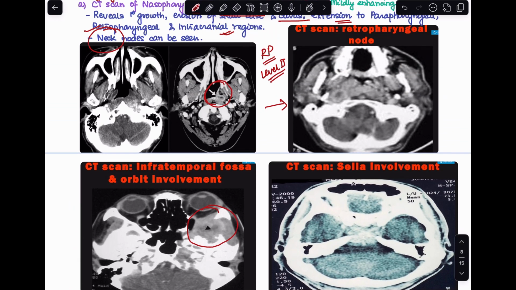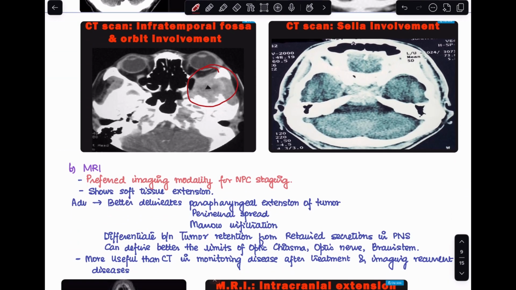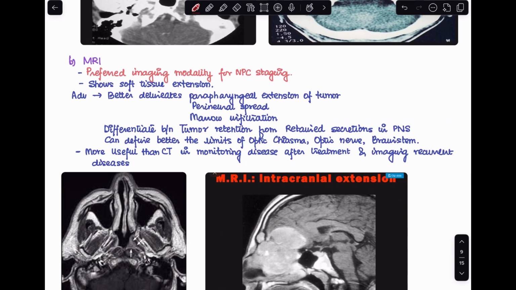Next, so this was about the contrast enhanced CT scan of the nasopharynx and the neck. In contrast, it will be a mildly enhancing scan. Next, the preferred imaging modality would not be CT scan, but rather it is MRI. This will help us in staging this disease.